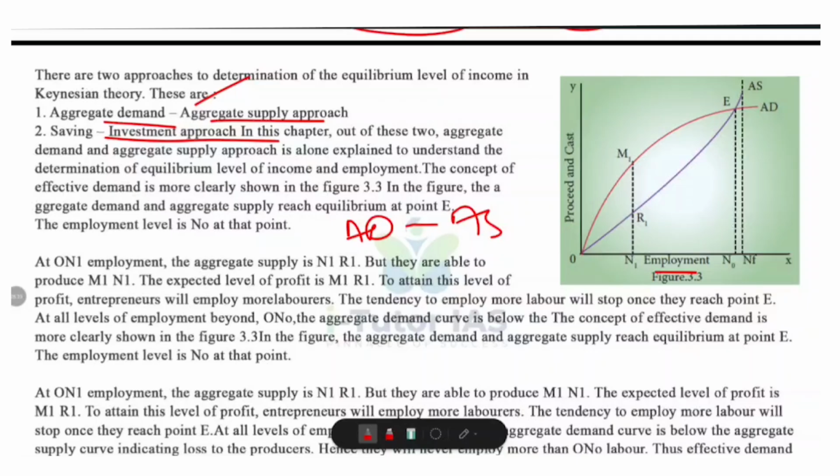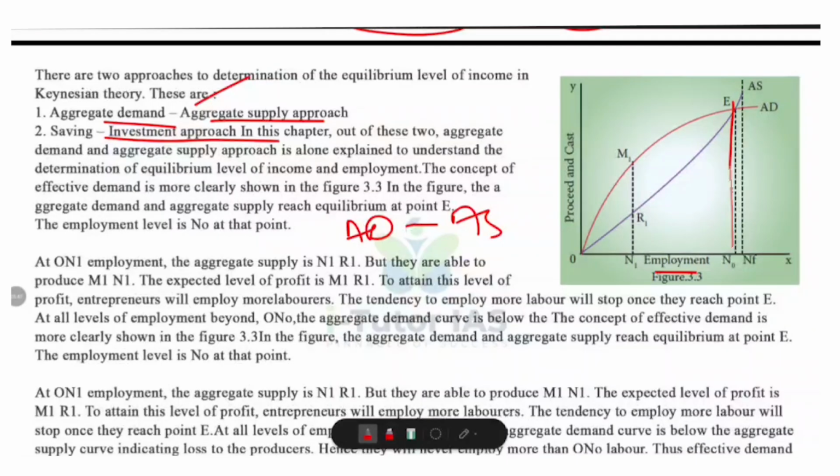When aggregate demand is less than aggregate supply, firms cannot sell all output and profits will fall. And this point E is called the equilibrium point, where AD is equal to AS. This is the point where the AD curve and AS curve intersect, and employment at this point is ON.